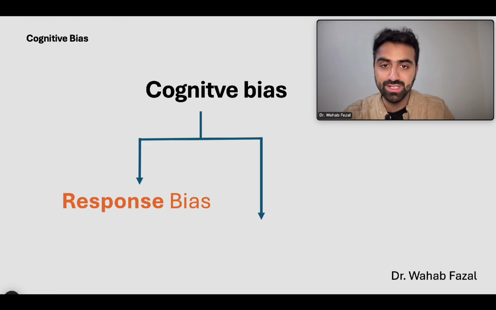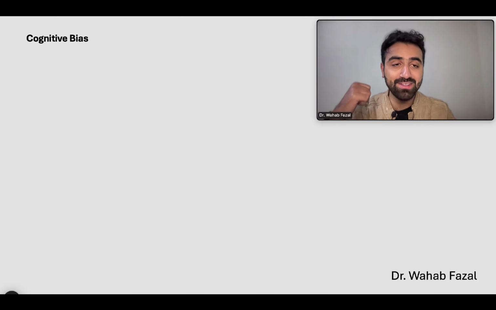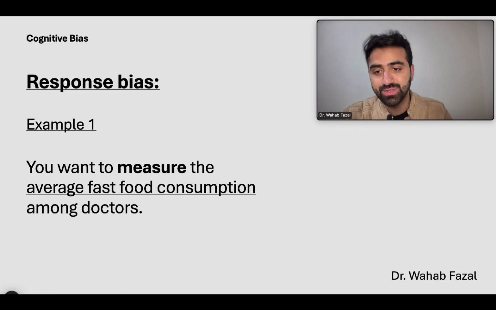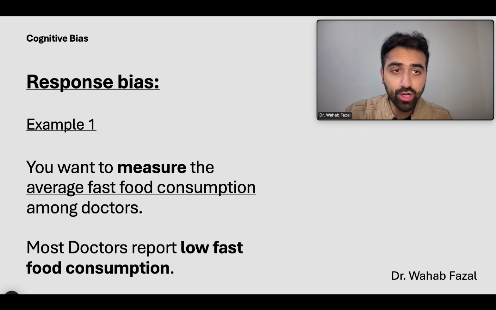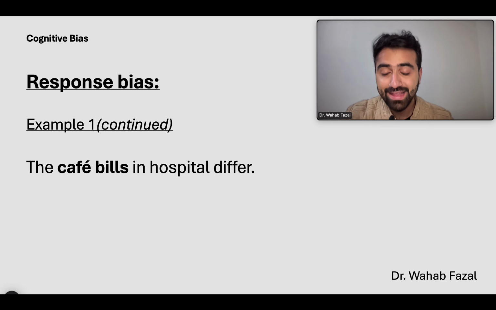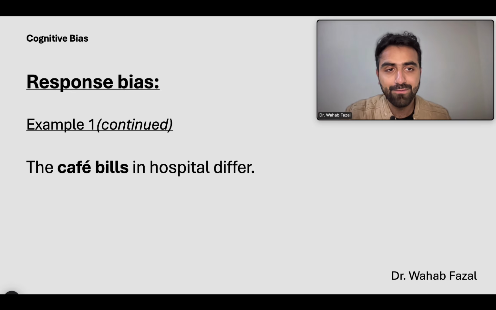First, let's focus on response bias. What is response bias? I talked about non-response bias in my previous video. Let's understand response bias with the help of a simple example. You want to measure the average fast food consumption among doctors. Most doctors report very low fast food consumption. Well, you go to the hospital cafe and check their hospital bills and how much they have eaten in the last few days. The cafe bills differ. Most doctors, in fact, have ordered a large amount of fast food. As you all know, doctors are habituated to eating this stuff because we don't have time and we want to eat food, good food basically.